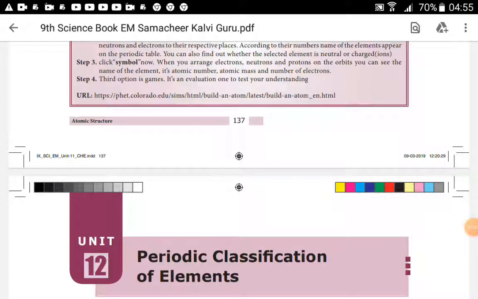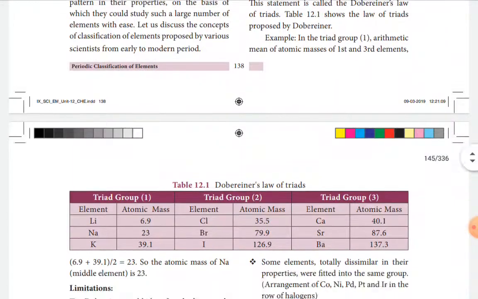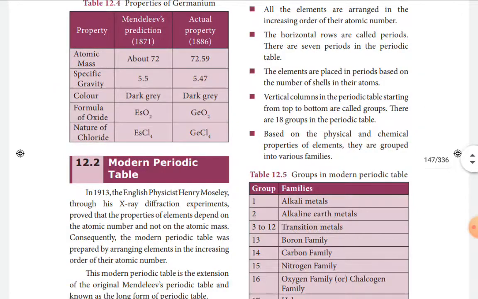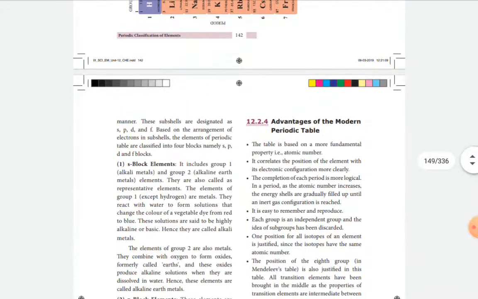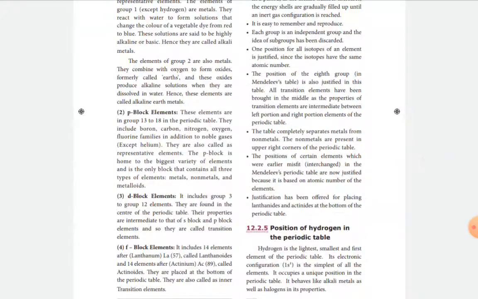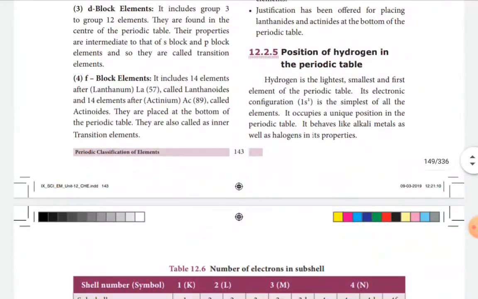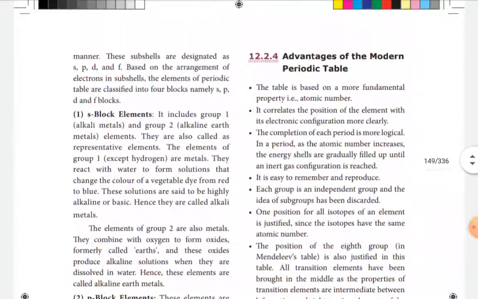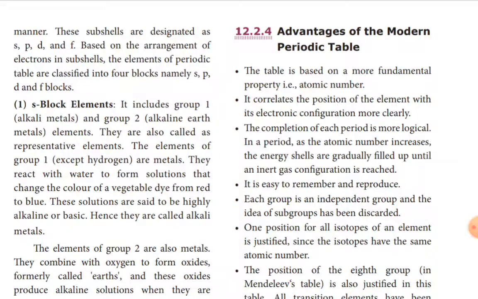Nowadays we are discussing Unit 12, Periodic Classification of Elements. Already in the last class we have discussed the classification of blocks: S block elements, P block elements, D block elements and F block elements. Now we are going to learn about 12.2.4, on page number 143 of your textbook: Advantages of the modern periodic table. It's a very important topic.